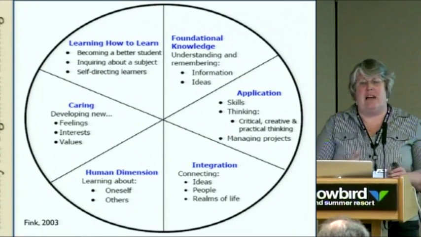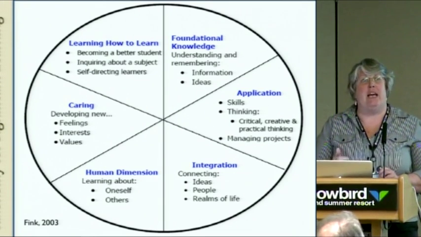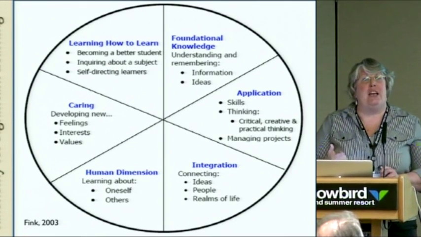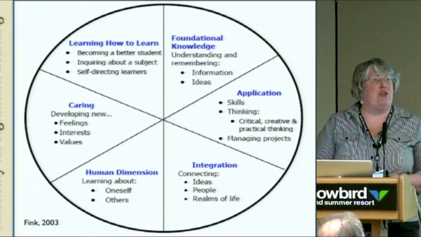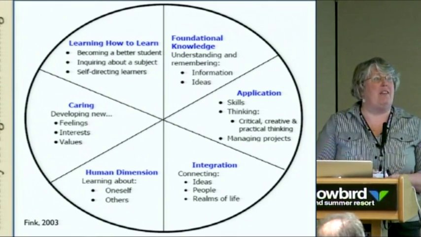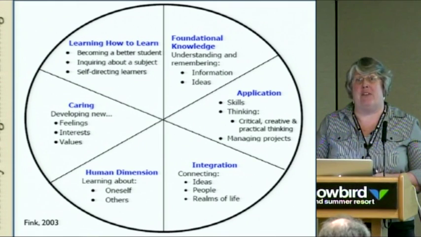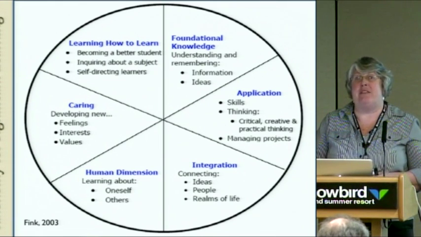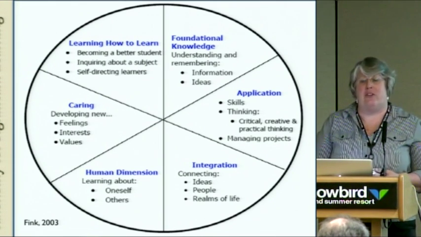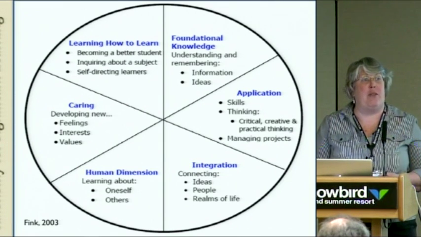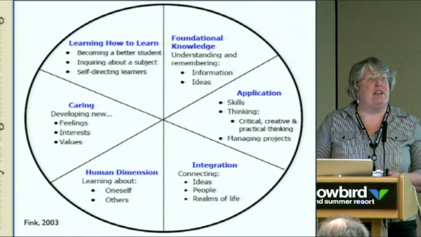The ones on the left side of the circle, caring, human dimension, learning how to learn, are things that people always say they want their students to be able to do, but they never design that into their course. They're worried about covering the content that they're going to have in their course. So if you can think about this at the beginning and how you can have students apply content, integrate content, how you can get them to care about the content. These are different levels of learning.